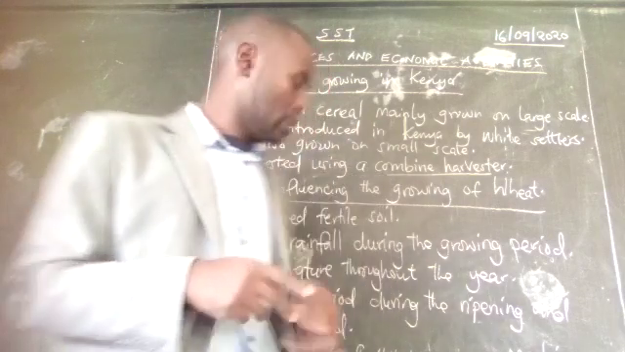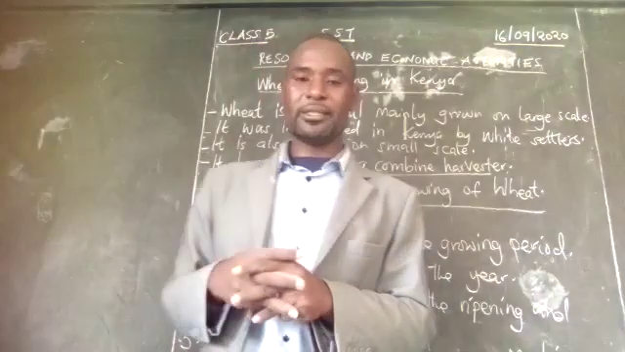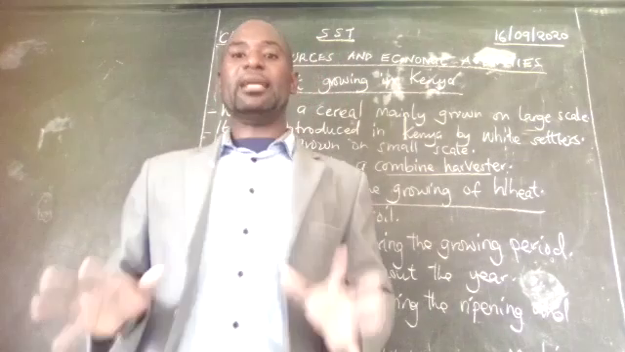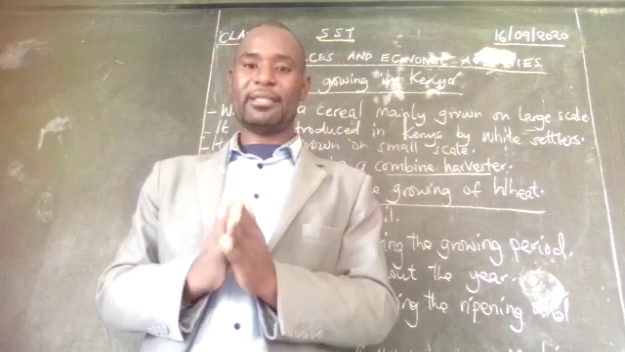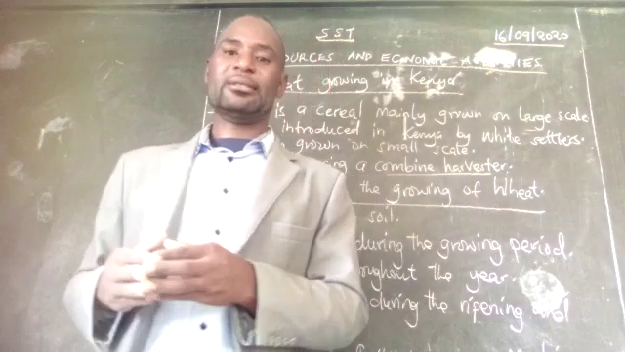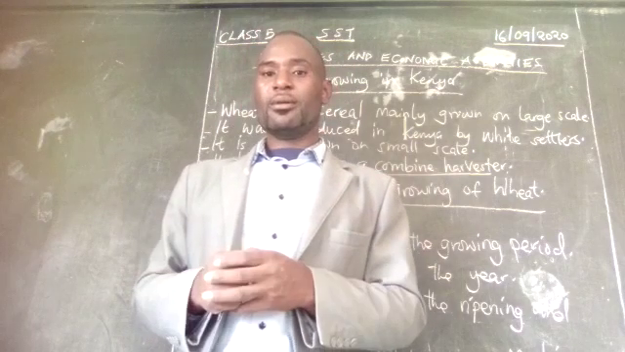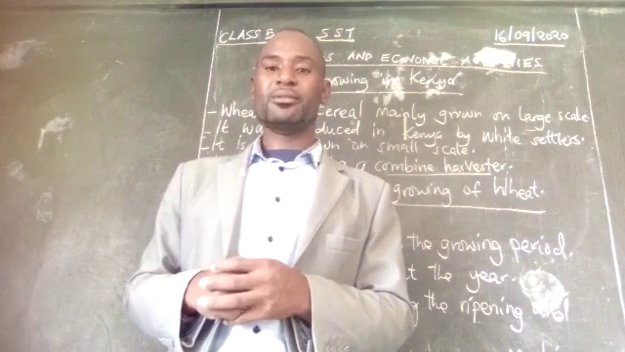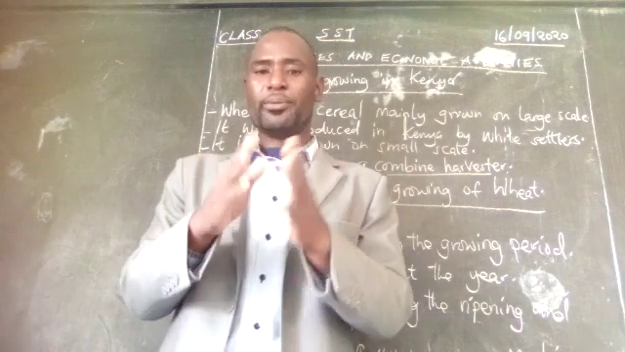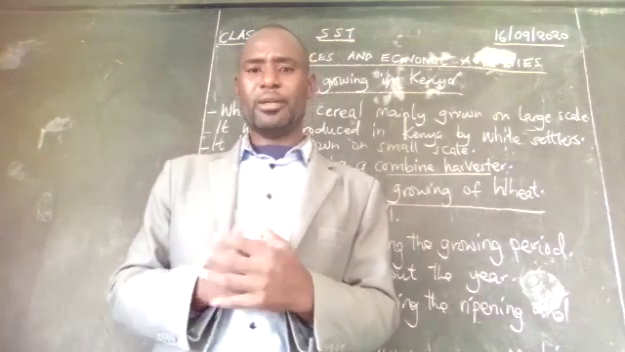Another factor is that wheat requires gentle slopes to facilitate the use of machines. Remember, I've said that harvesting of wheat is done by the use of a combine harvester. This combine harvester is fixed on a tractor. So if the slopes are very steep, use of machine will not be possible. So it requires a gentle slope so that the tractors move freely during the harvesting period.